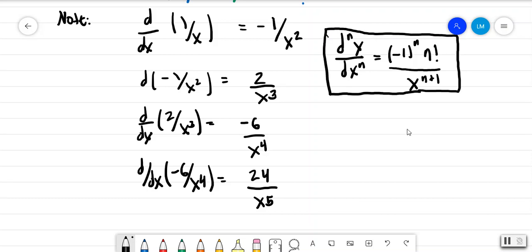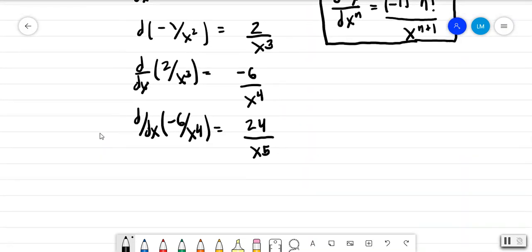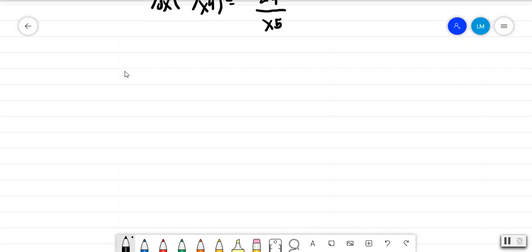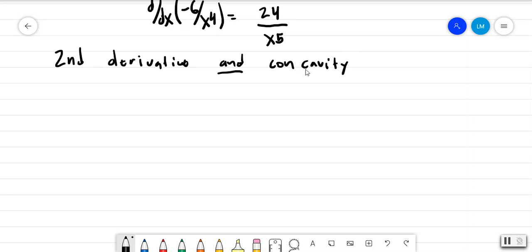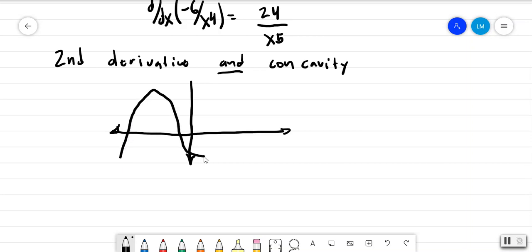Okay, and mostly you just try to look for patterns when it comes to higher order derivatives. Now, the thing that we mostly will look at though is the second derivative and concavity. So whenever we talk about the second derivative and concavity, let's say that you have a graph, and let's say that this graph looks something like this.